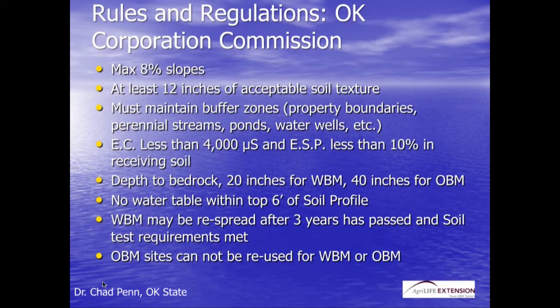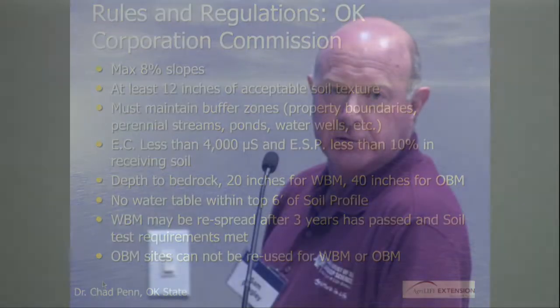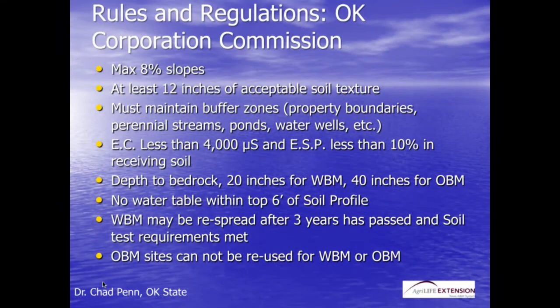Maximum slope, you want it to be less than 8%. And this is a spot where we really start to see quite a bit of erosion whenever you get past about an 8% slope. So that's the reason for that particular threshold. At least 12 inches of acceptable soil from a good texture standpoint. Must maintain the buffer zones, whatever that happens to be. There's a certain distance that they require on each of the different types of locations, ponds, water, any kind of stream.